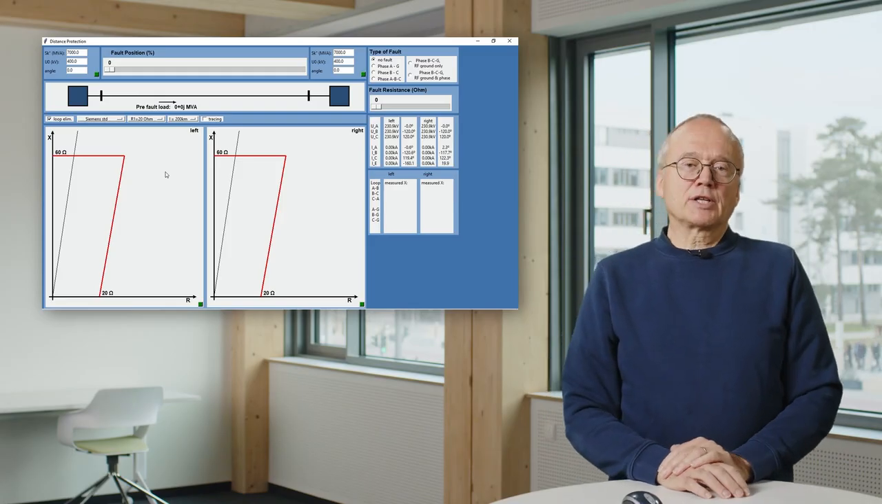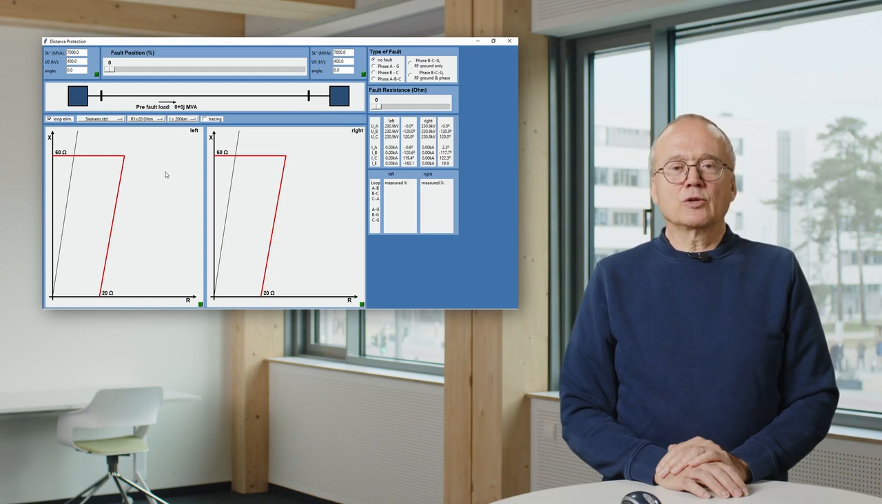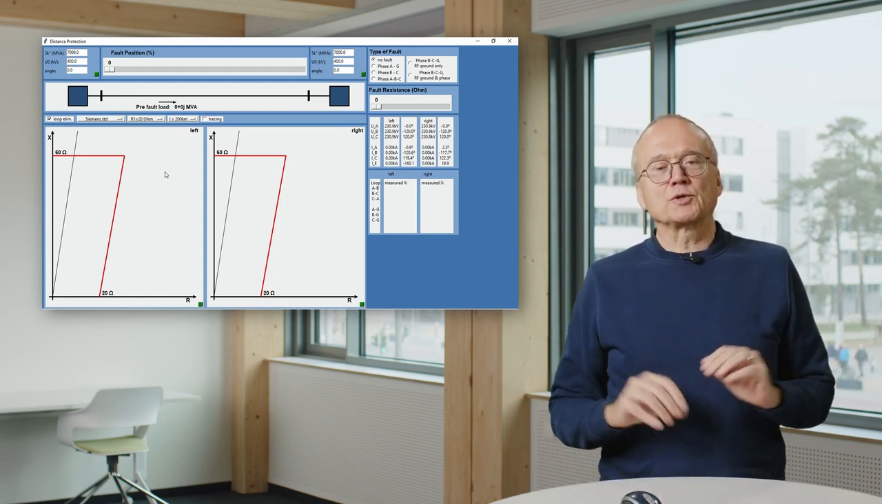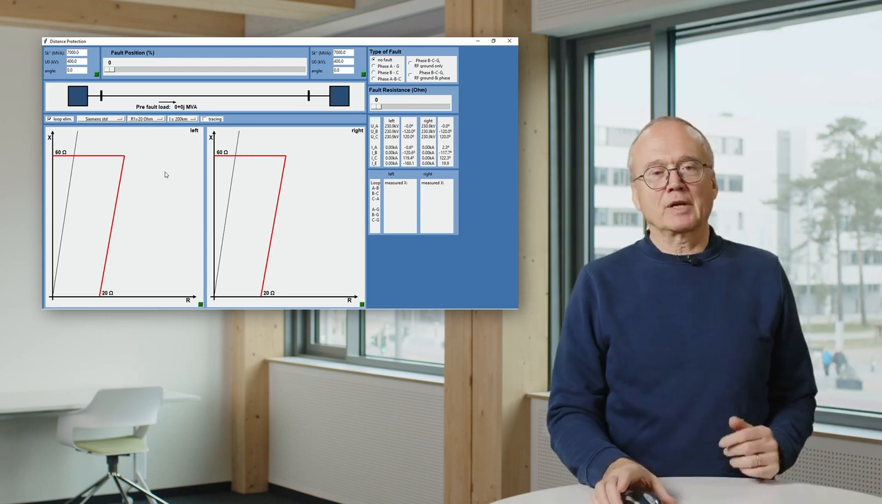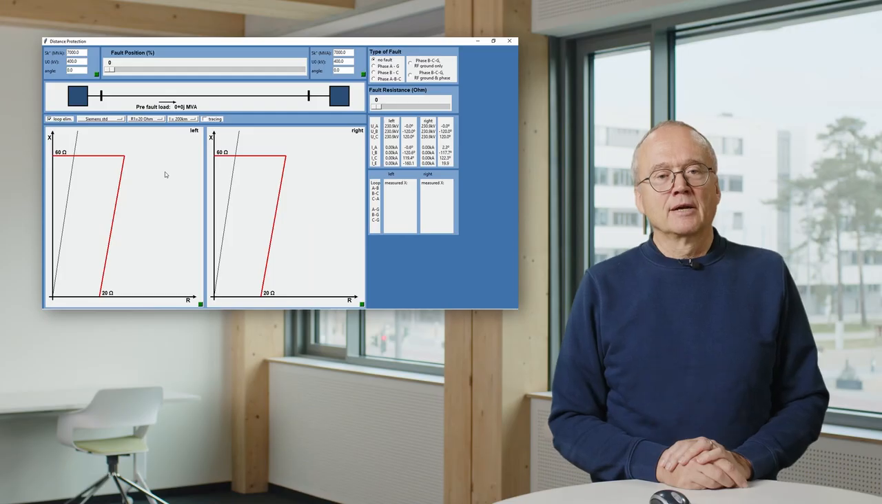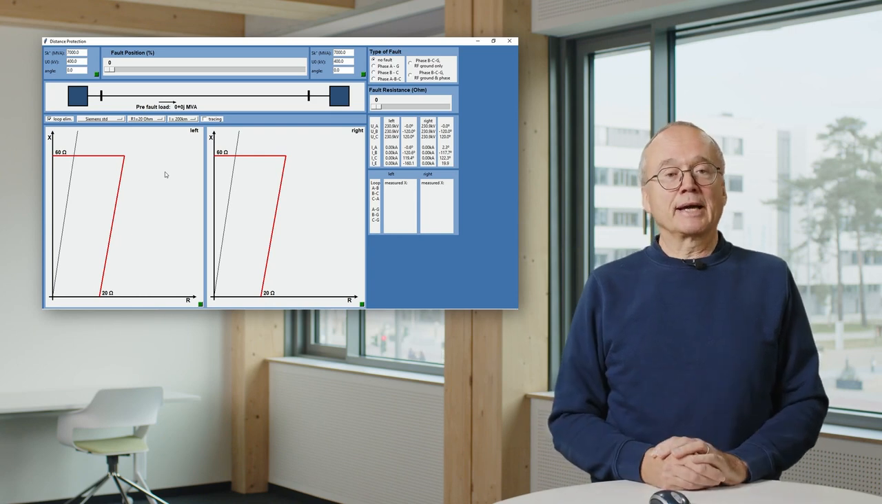In this simulation I prepared, you can see the measurement of relays on both sides of the line in parallel. You see here on the top the line. In this case it's a 200 kilometer line. And in the bottom part you see the first zone of the two protection relays on both sides. You see they have identical settings because they are protecting the same line.